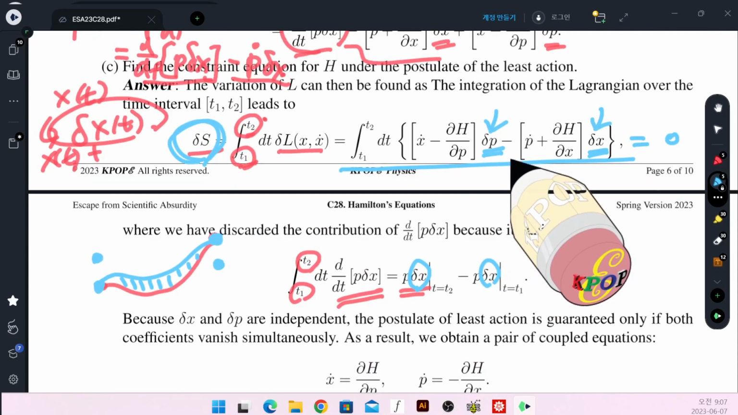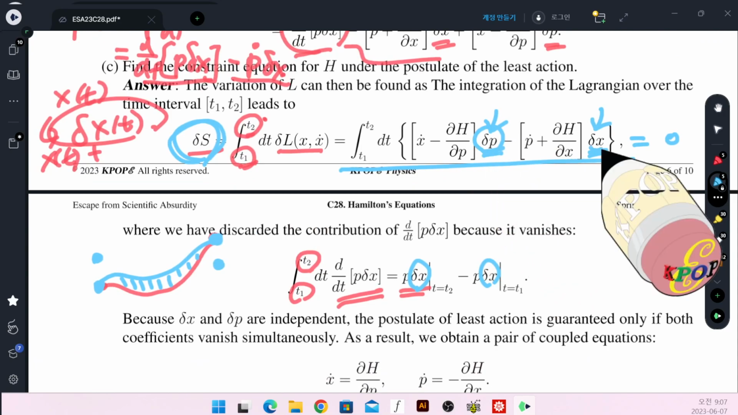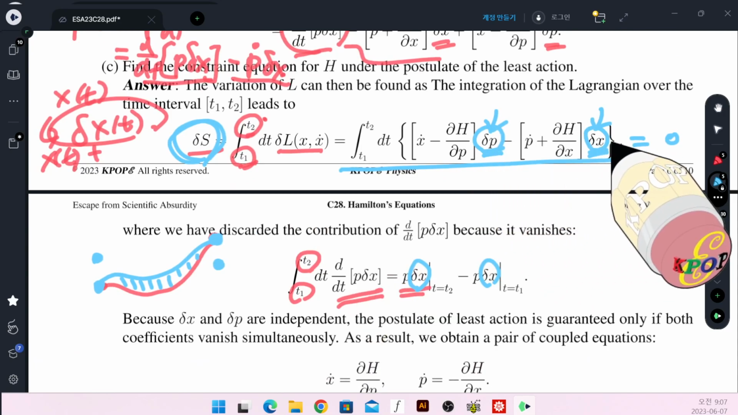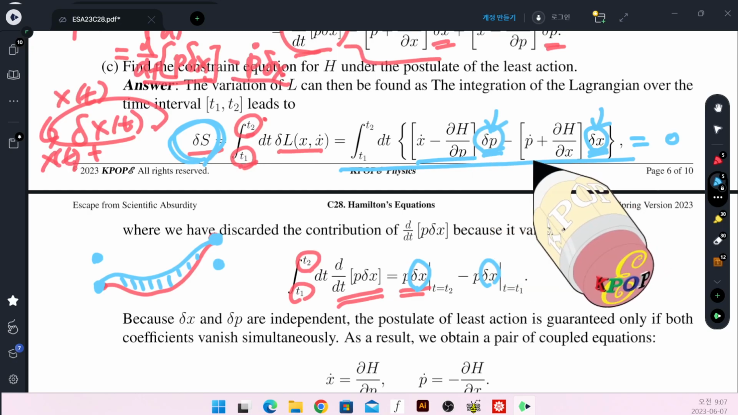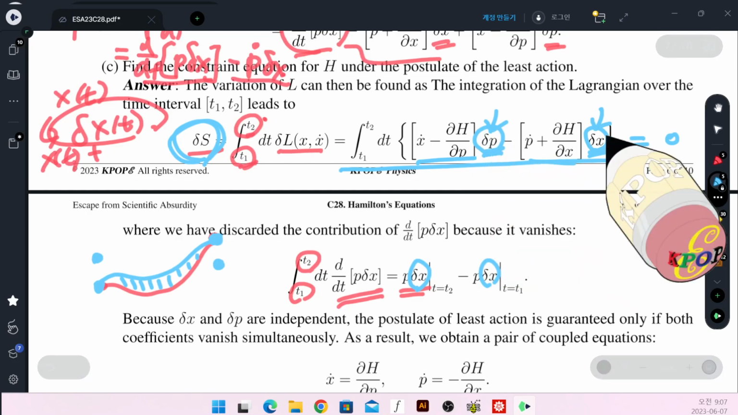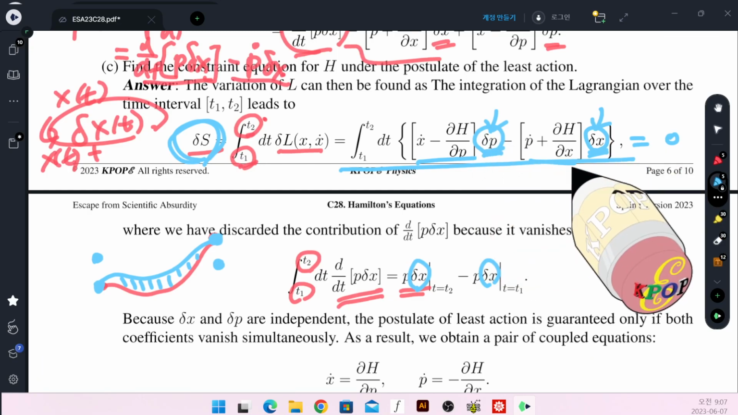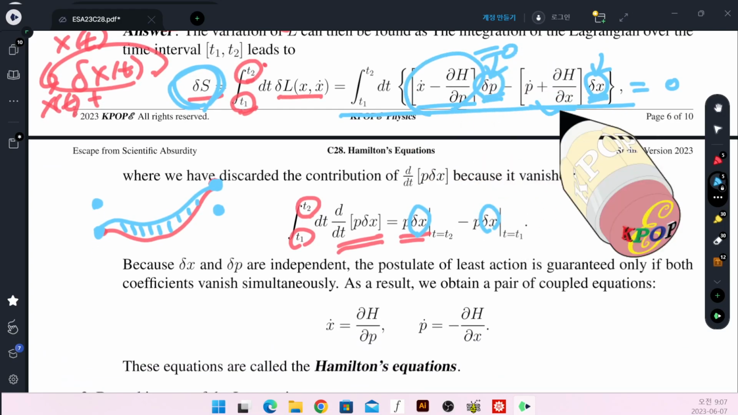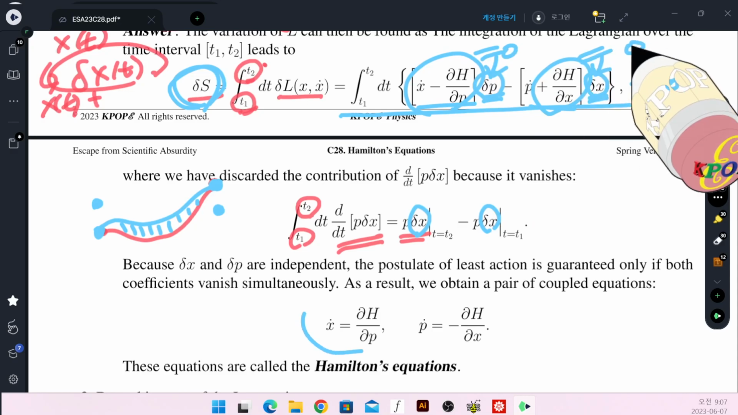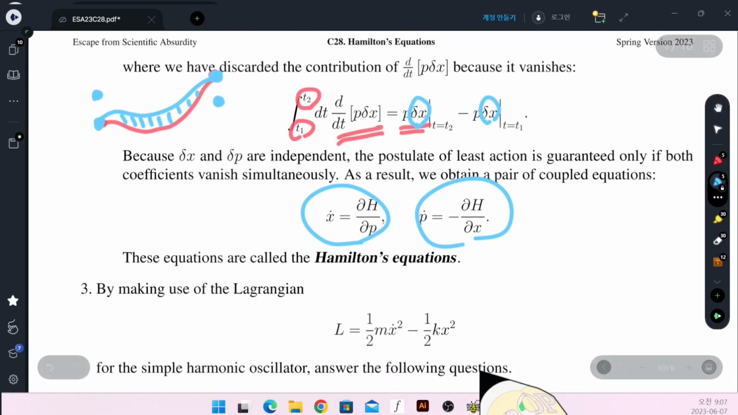As a result, for any undetermined, unknown coefficients, this should be zero. That means the coefficients of those variables must vanish. That is, this one is zero and this one is zero. We call this equation Hamilton's equation.